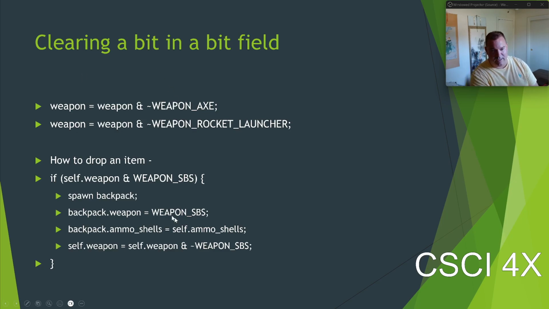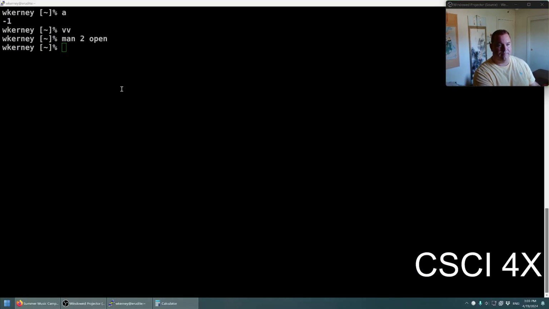So if we currently have the single barrel shotgun, we spawn a backpack. So it's weapons AND weapon single barrel shotgun. We delete the item off us, and so we can put an item down on the ground. And this is what code looks like when you have people working with bit fields. It's just that those 3 code patterns you'll see over and over again.